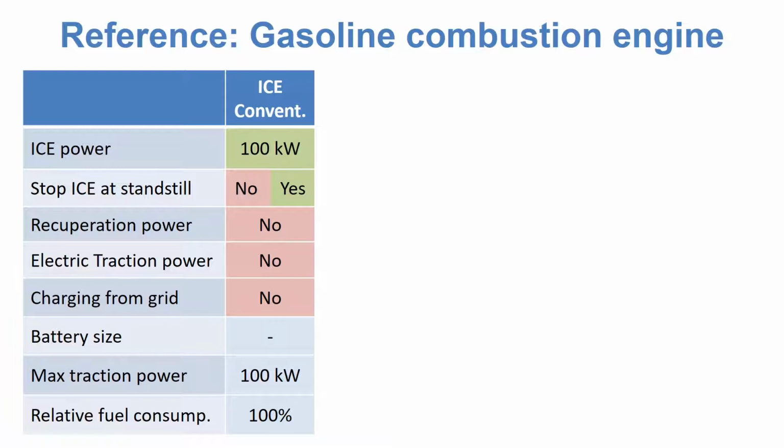The combustion engine powertrain may have a system to start and stop the engine at standstill. This has sometimes been called a microhybrid, but has become so common on some markets that it's not called anything special. This powertrain cannot recuperate braking energy and has no capability to drive electrically or to charge energy from the electric grid. Since the combustion engine is the only power source, the maximum traction power is 100 kilowatt. The fuel consumption we set to 100% and use as a reference when comparing with the different hybrid powertrains.